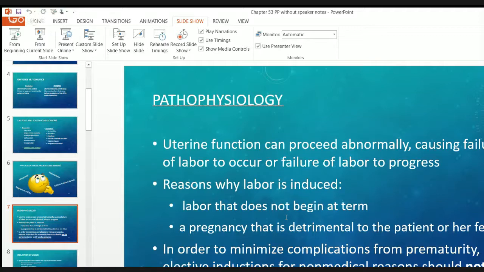So again, in order to minimize the complications from prematurity, elective inductions for non-medical reasons should not be performed prior to 39 weeks of gestation, unless it is a medical emergency. So again, this is for elective inductions, no complications, no indication for early delivery. And the reason for that is typically the lungs do not fully mature until the end of the pregnancy, closer to the mother reaching her 37th week or more closer to becoming term.